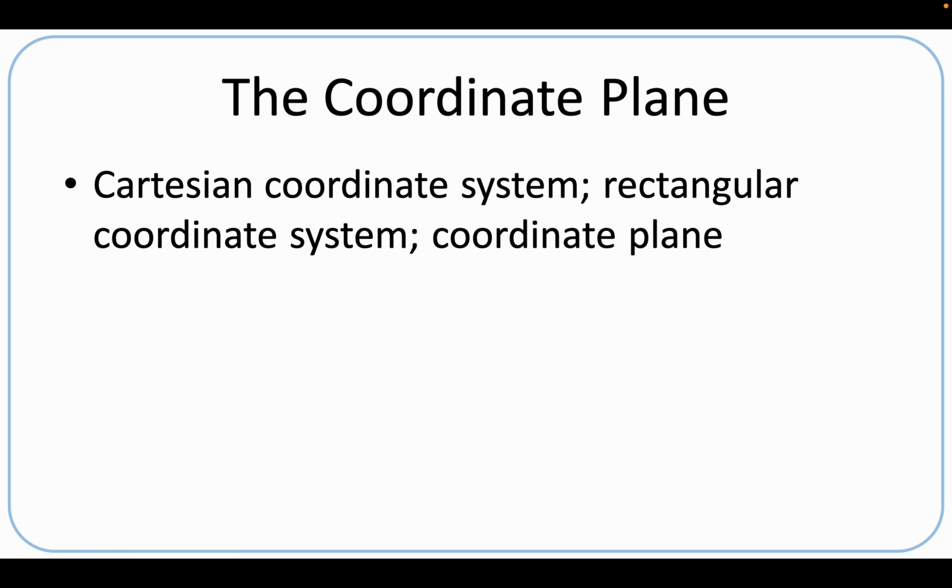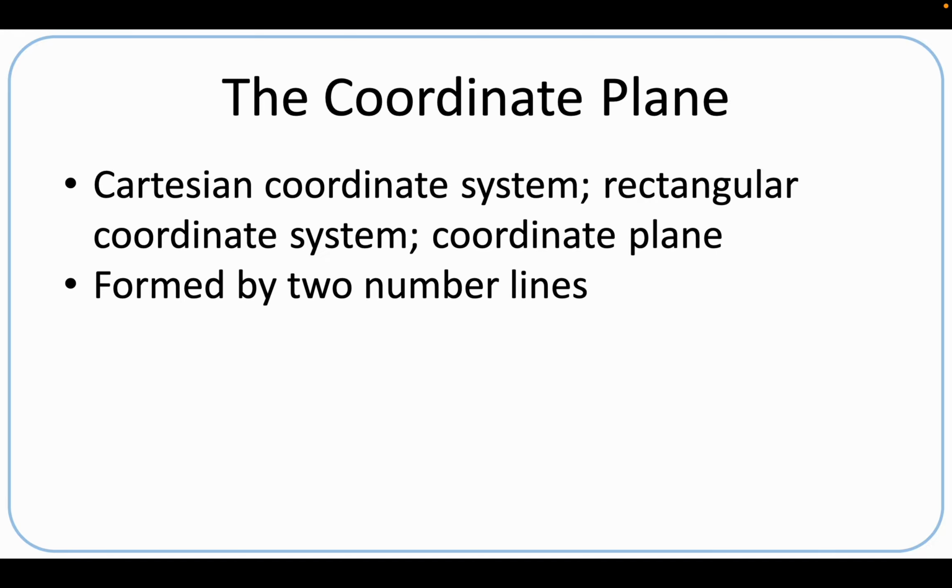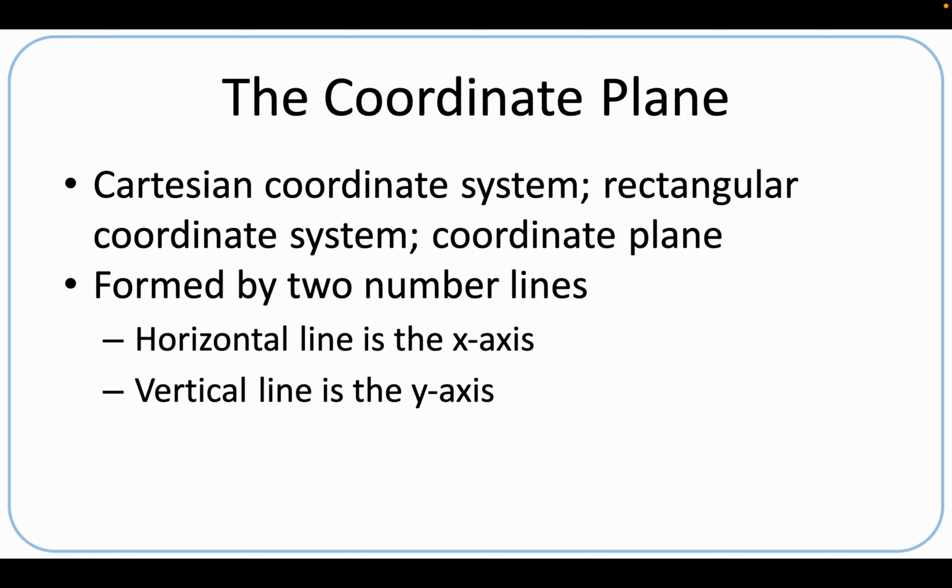So the coordinate plane can also be called the Cartesian coordinate plane or a rectangular coordinate system or just coordinate plane, just a few different names for the same thing. It's formed by two number lines. You have a horizontal axis, which is called the x-axis, and a vertical line, which is called the y-axis. We always label the horizontal one x, and the vertical line is y.